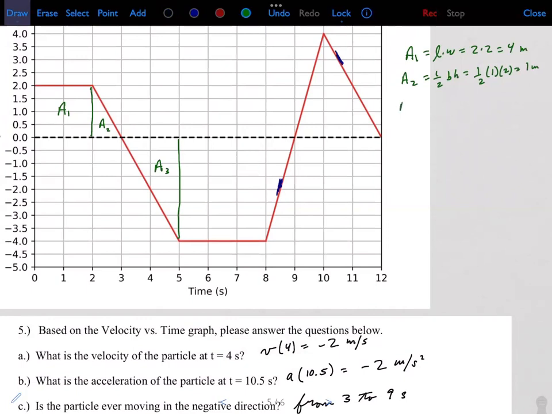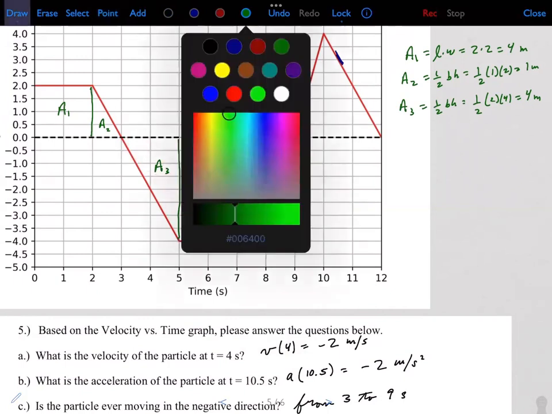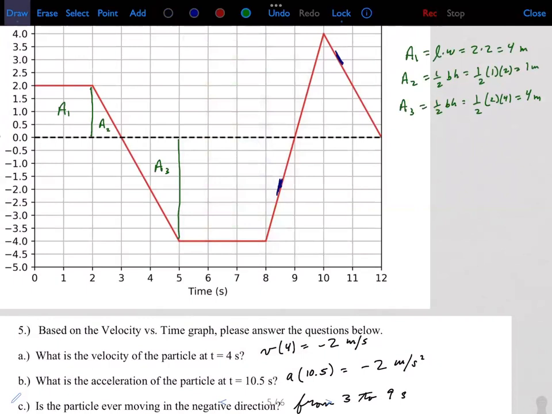And then another triangle, A3, 1/2 base times height. It looks like in this case, the base is 2 and the height is 4. So that'll give me 4 meters. However, you have to be careful. Remember, since the velocity is negative here, from 3 to 5 seconds, this is negative 4. So this is really going to be negative 4.